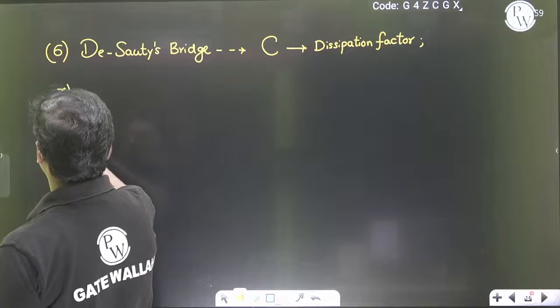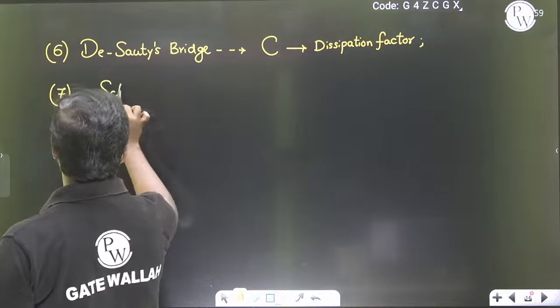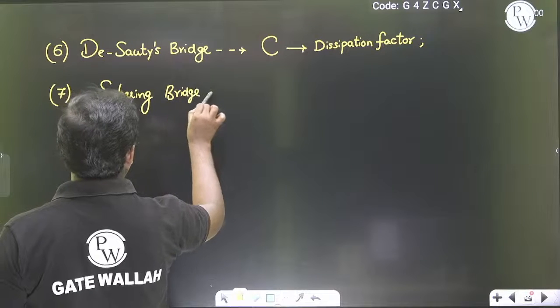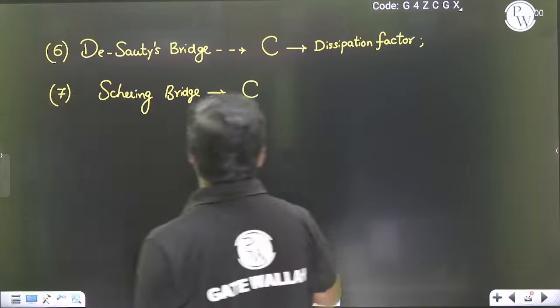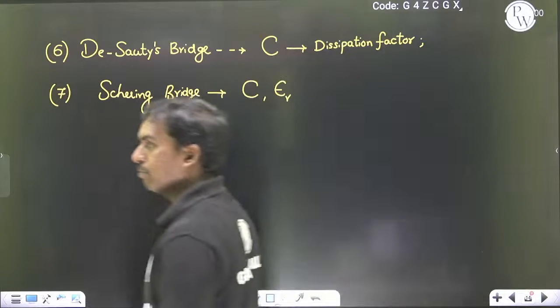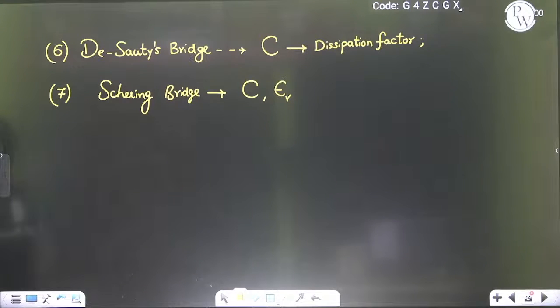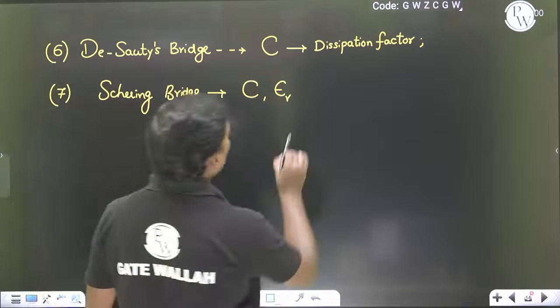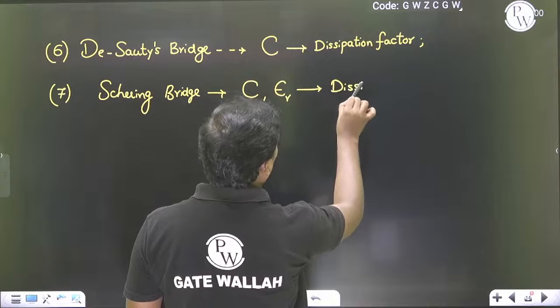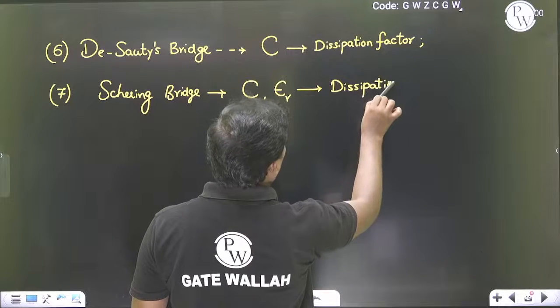Next, seventh one, Schering bridge. Schering bridge is also for capacitance measurement. It is also suitable for epsilon R measurement, relative permittivity of the medium. M for medium Q factor, H for high Q factor, O for incremental and decremental, Sun for under 1. All of these tricks you should never forget. Very good. Very good, Rafsan.